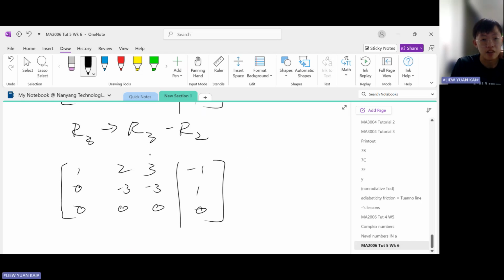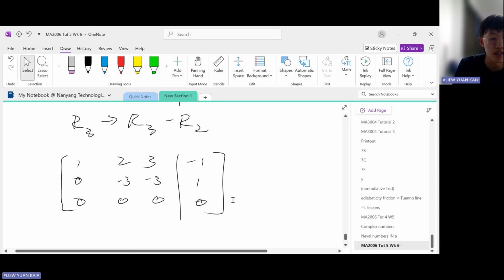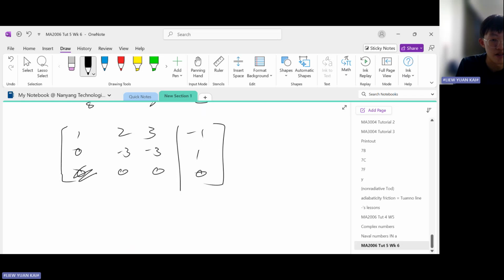Okay, once we have it in upper triangular form, yes, this is upper triangular form. See, all the entries below the upper triangle are 0. So once you have it in upper triangular form, we can finally solve it from the bottom row to the top row. Okay, let us start from the bottom row. Consider what the bottom row says. We can forget about the first entry and the second entry.